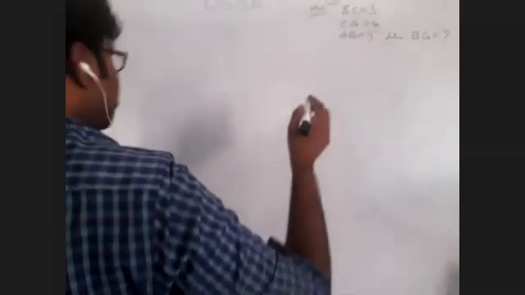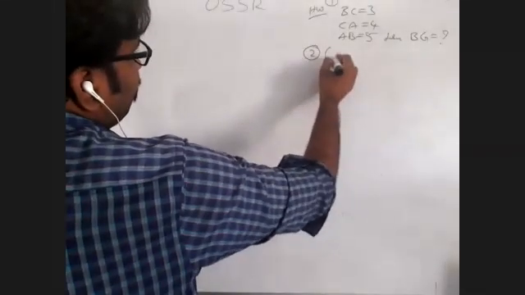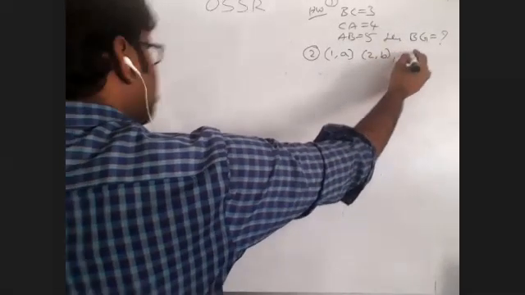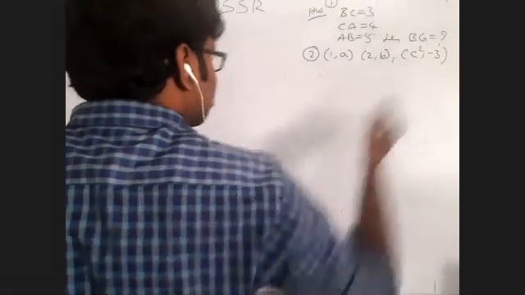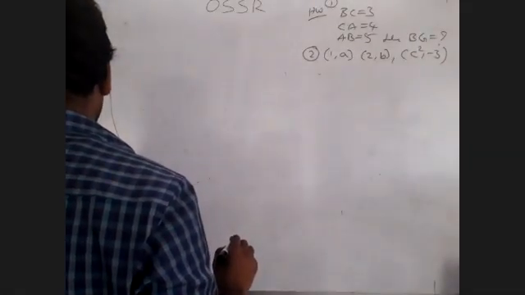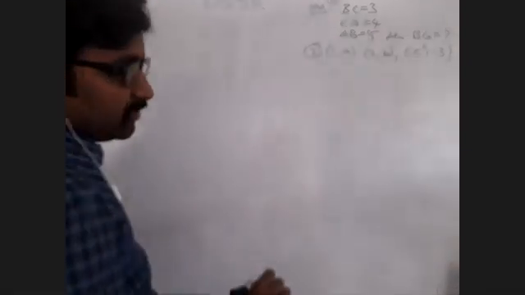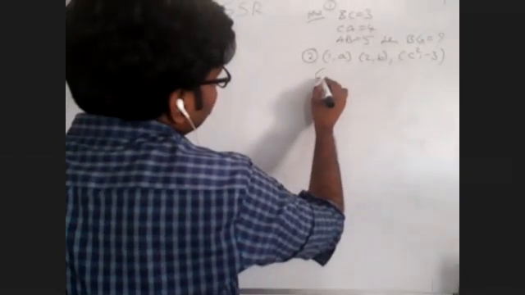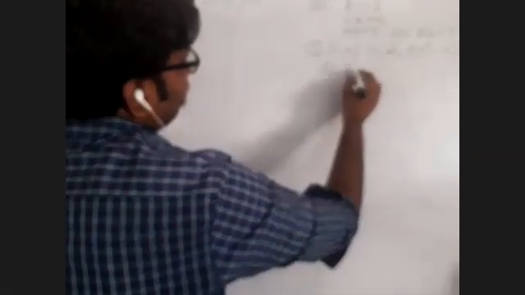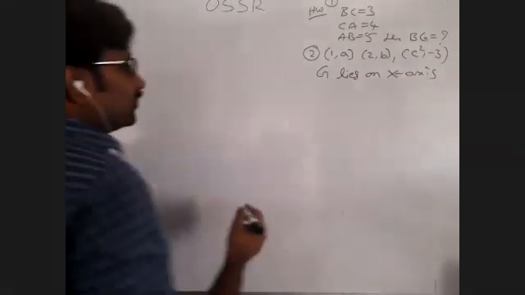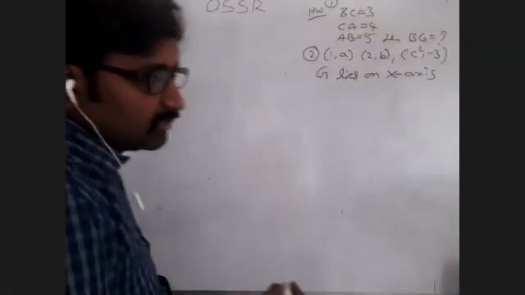If (1, a), (2, b), (c squared, minus 3) are the vertices of a triangle, then the condition for the centroid to lie on the x-axis.